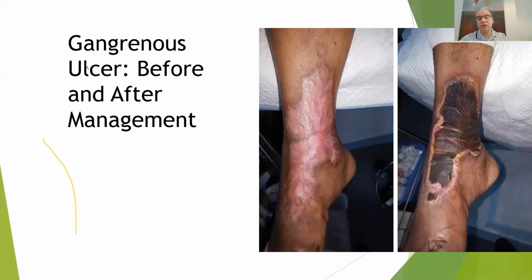Another case of gangrenous ulcer, and you should take care of it. In any ulcer in the leg, whatever, even if it is very superficial, you have to remove the gangrenous tissues, because it can reach the tibia, especially if it is on the anterior surface, and it can lead to amputation.